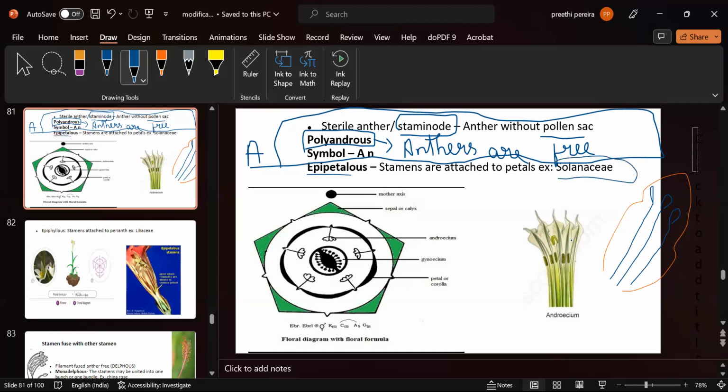Solanaceae is an example for this. See, the petal is attached with stamens. And what you will show in the floral formula is, you're going to write petals over here. How many petals are there in Solanaceae? 1, 2, 3, 4, 5. 5 petals are there and they are fused, no? So I will write a bracket.